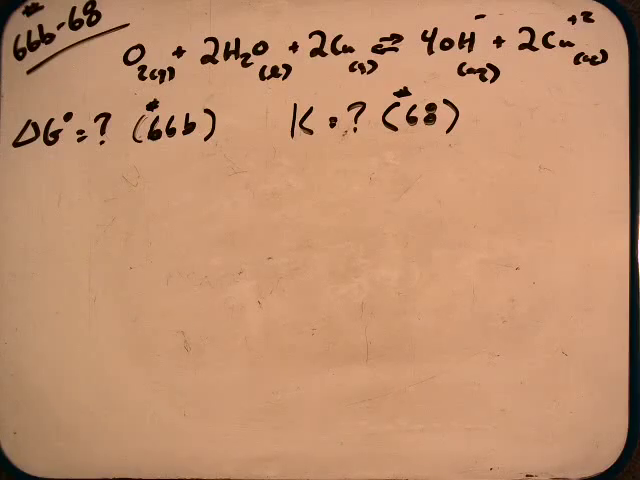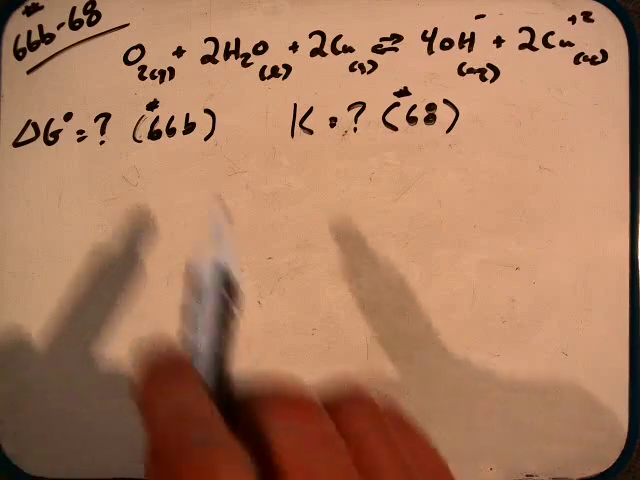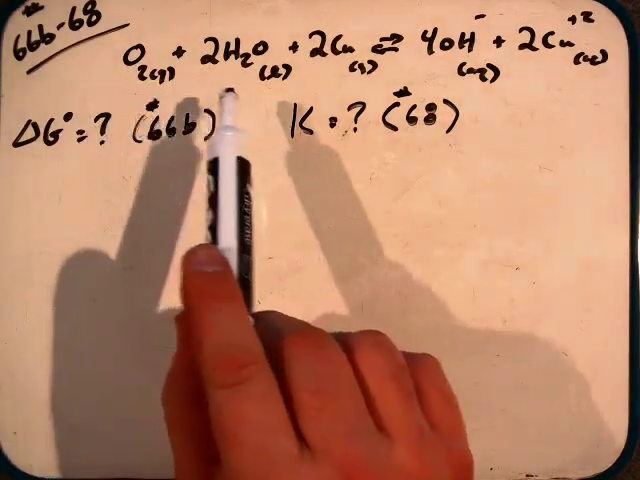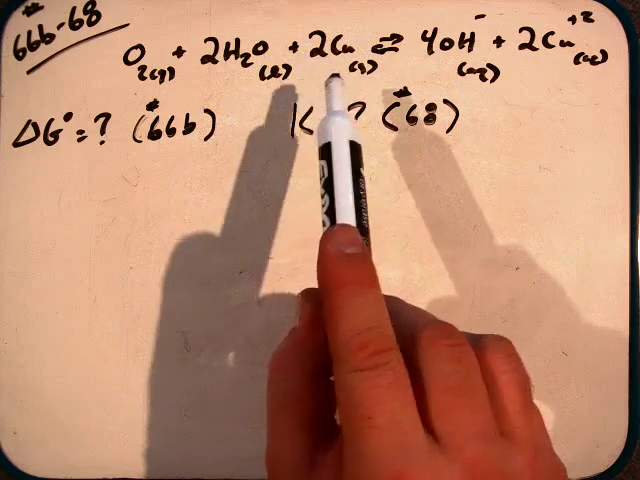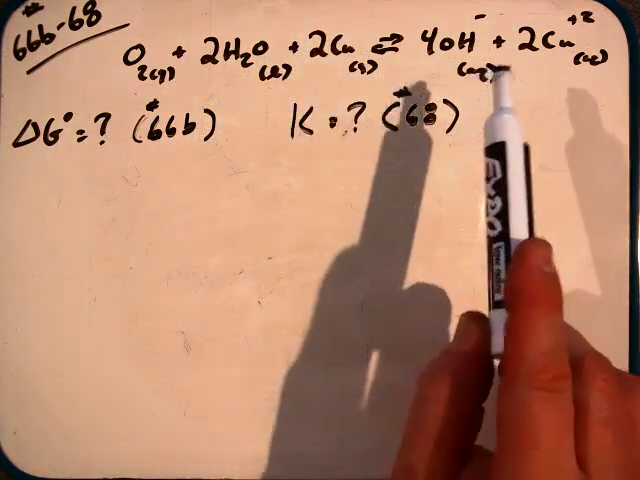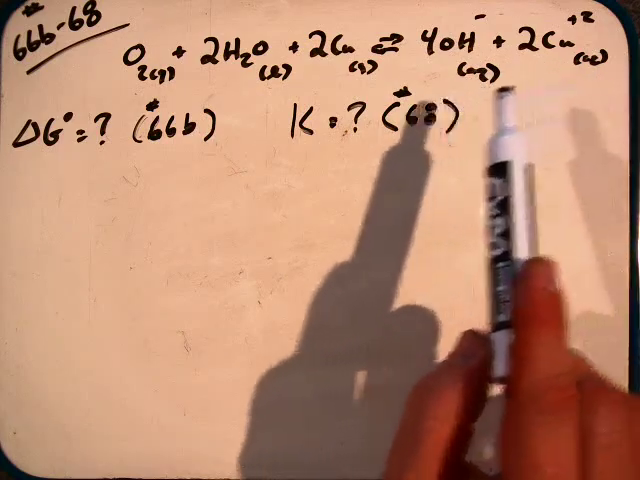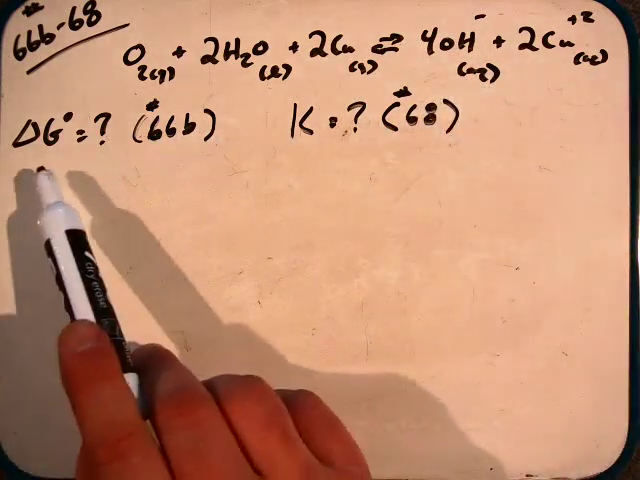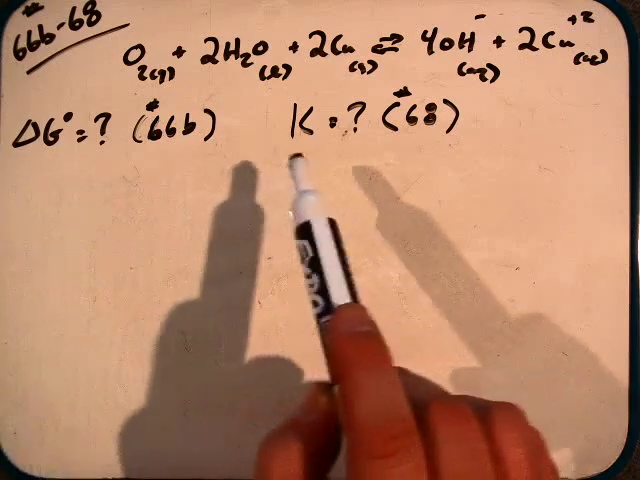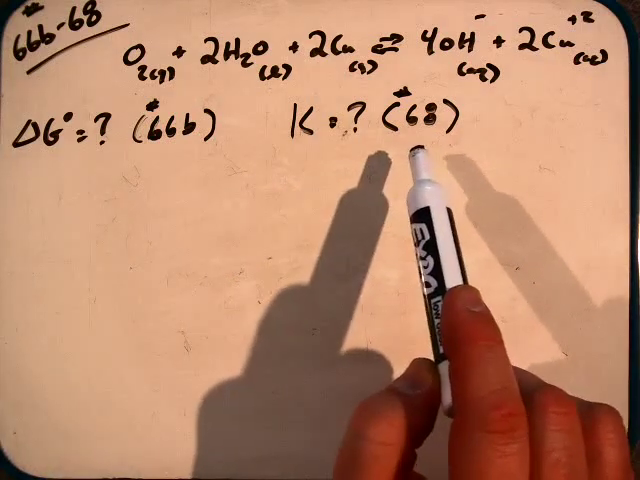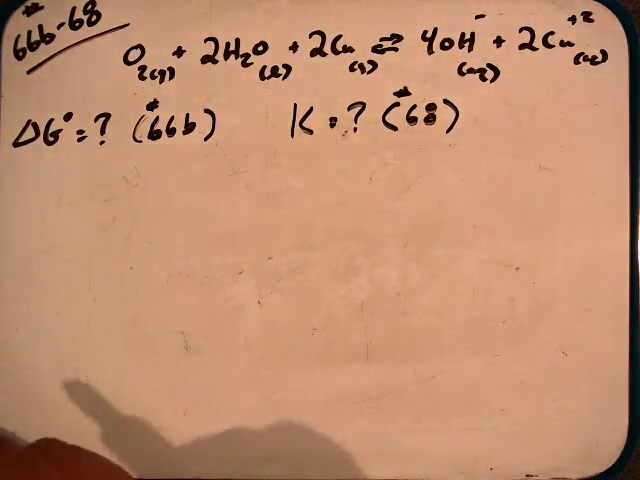This is number 66B and number 68 in chapter 18. These two questions are related to one another. We have this redox reaction. We have gaseous oxygen and water, and solid copper is in redox equilibria with 4 hydroxides and 2 coppers that are +2. And so number 66B is asking us to solve for delta G. And then 68, which is a follow-up, is asking us to solve for K.